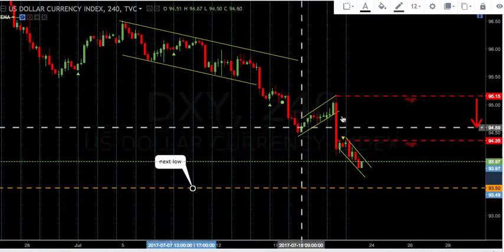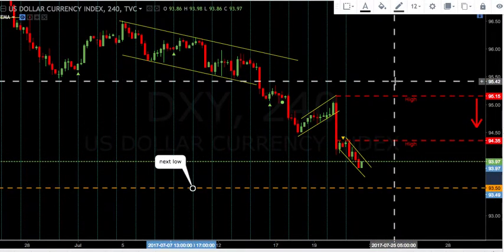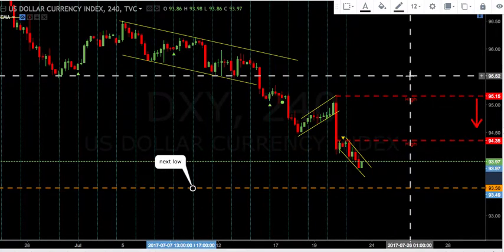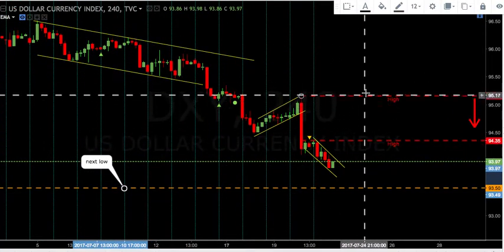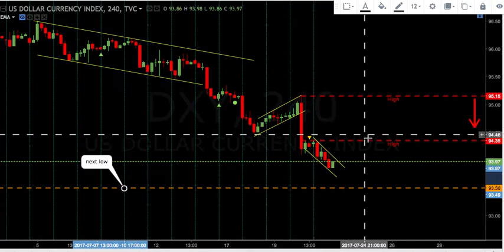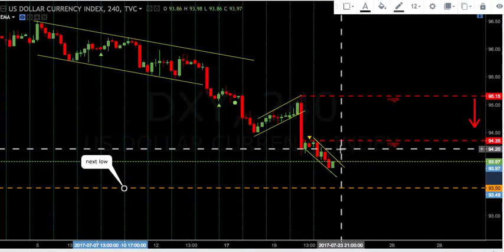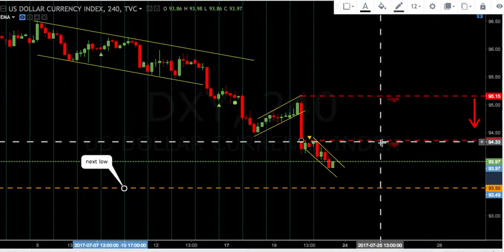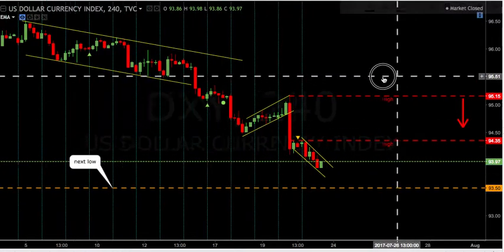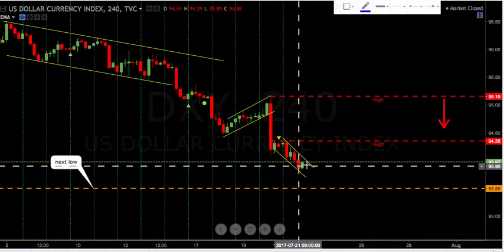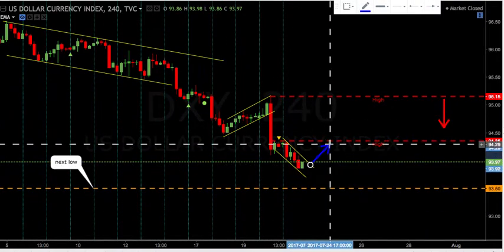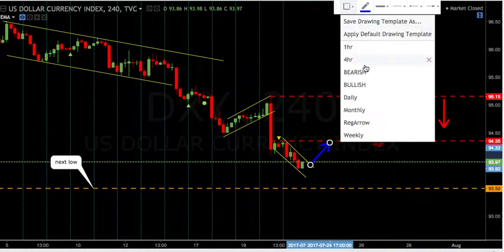Even though I don't like the dollar losing strength, I still can trade it and make money. So until the dollar index starts breaking these 4-hour highs and makes a higher high and a higher low, then we'll be heading back up. But right now, we're still bearish with an anticipation of a bullish move from this pattern.